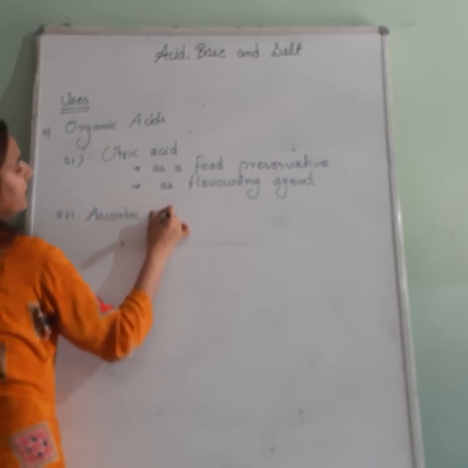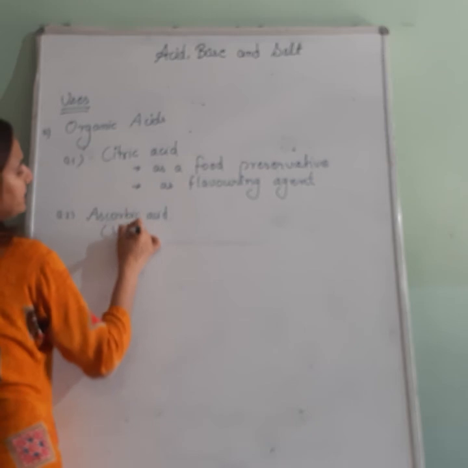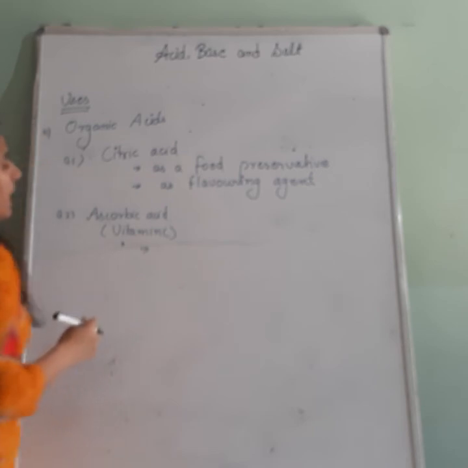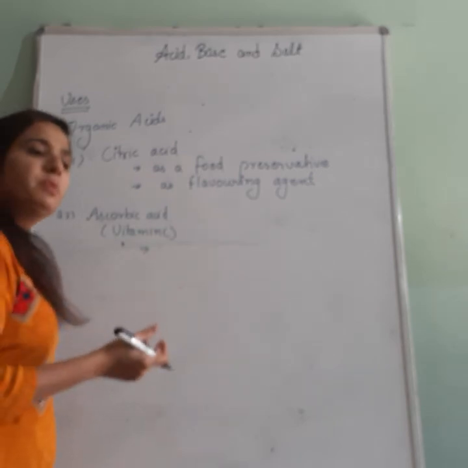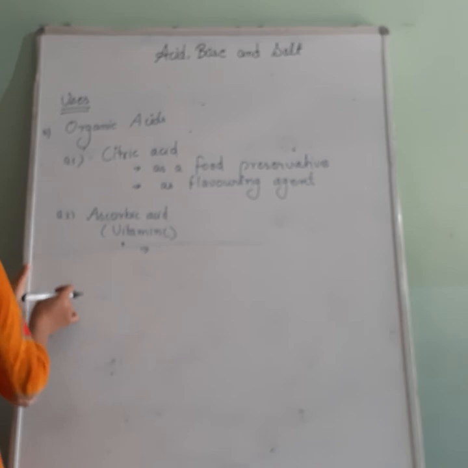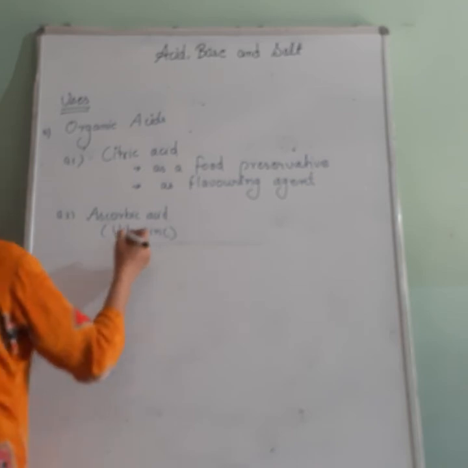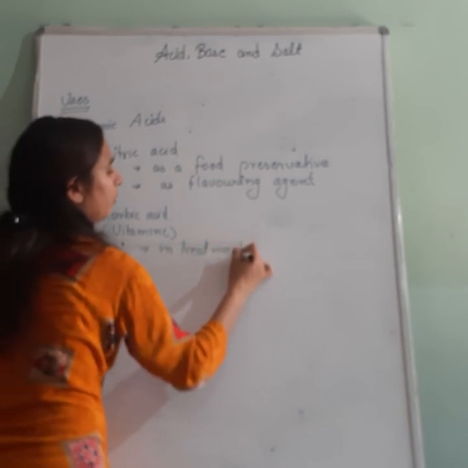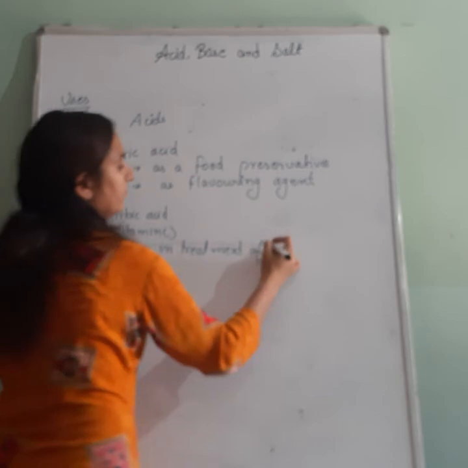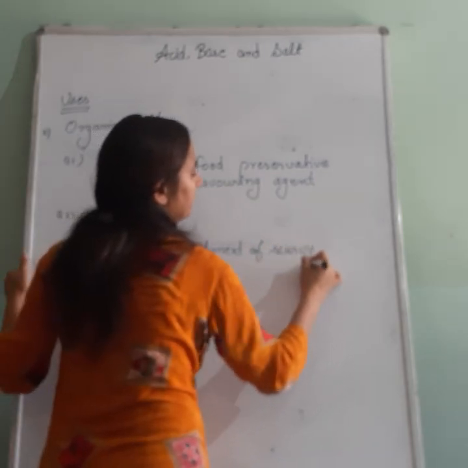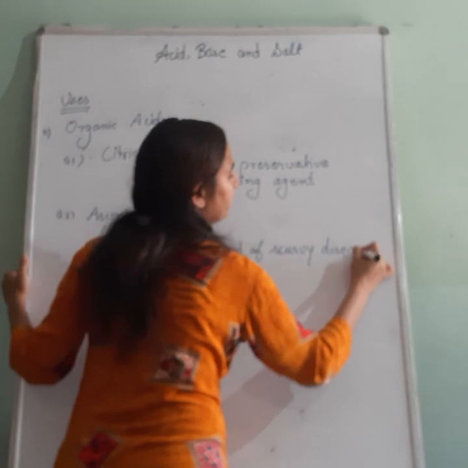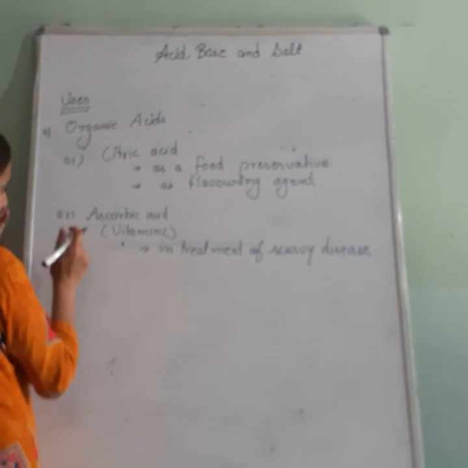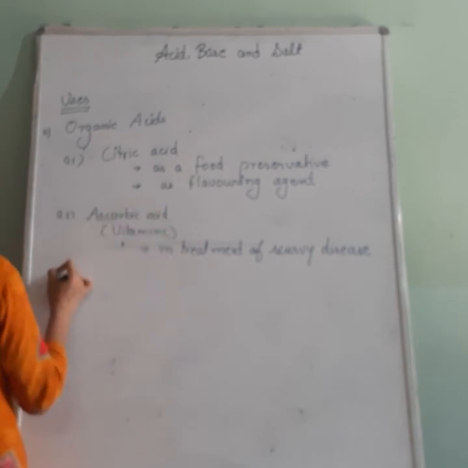Ascorbic acid, also known as vitamin C. And this one is used in the treatment of scurvy disease. Scurvy disease means जब गम्स में से ब्लीडिंग स्टार्ट हो जाती है तो उस टाइम हम एस्कॉर्बिक एसिड को यूज करते हैं उसकी ट्रीटमेंट के लिए.